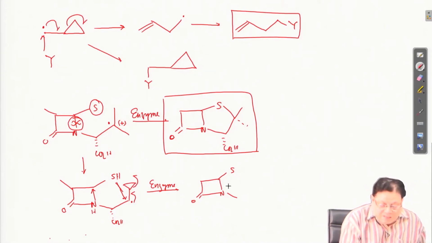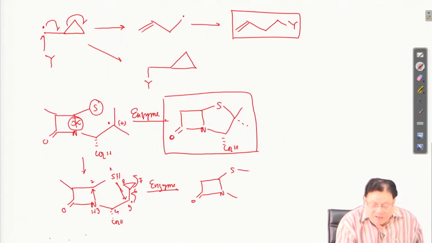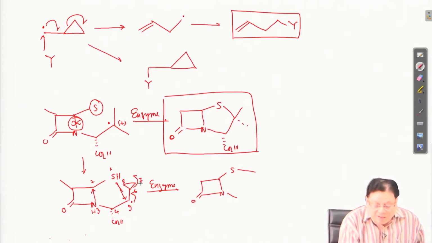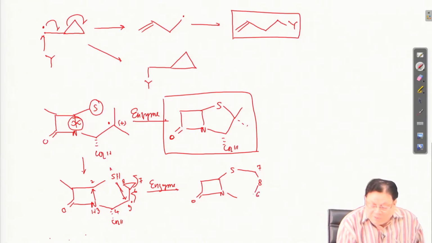So, the ring size is, suppose I put a number 1, 2, 3, 4, 5, 6, 7, okay, and 8. Okay. So, now you have a connection between sulfur. So, basically the sulfur will react with the radical at C7. So, that will be 7, then 7 will be connected to 8, and 8 will be connected to 5, 8 will be connected to 6, 6 will be connected to 5, and 5 will be connected to 4. So, this is the product that will end up.